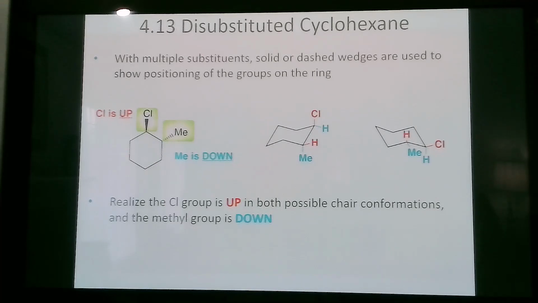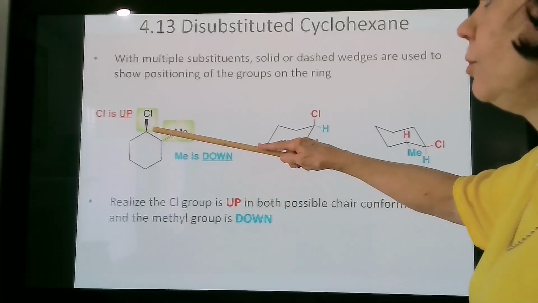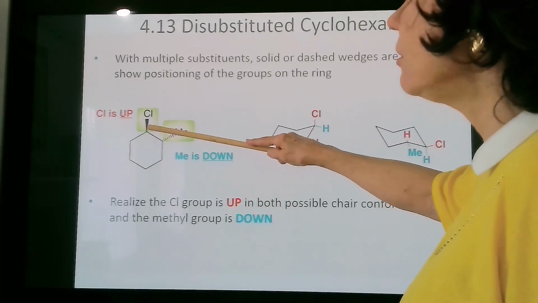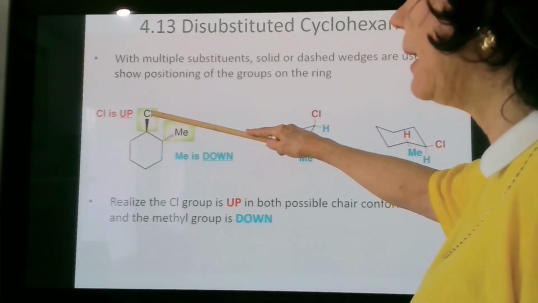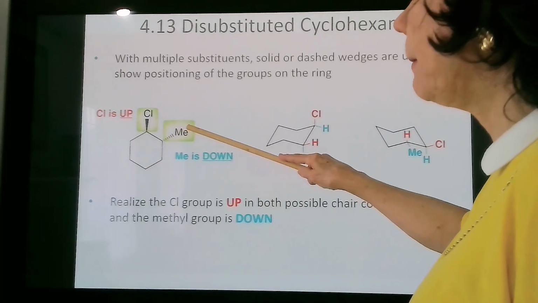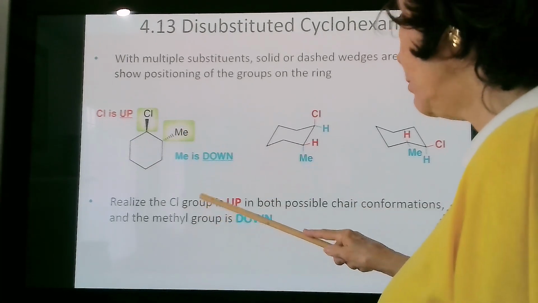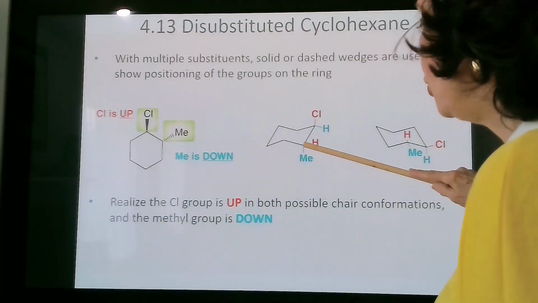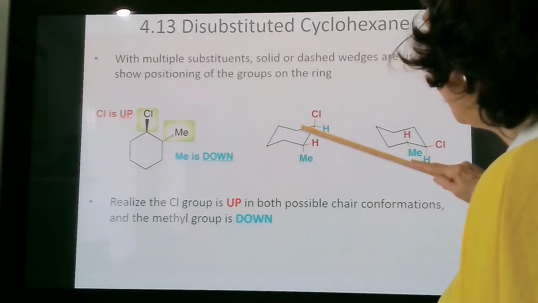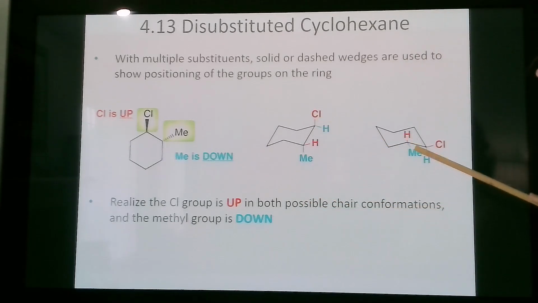Here, this is more about how you draw these. This is using the wedged bond notation. So chloro is coming out at you, methyl is going back. So methyl is going down, chloro is going up. Methyl is coming out at you, chloro is going out.